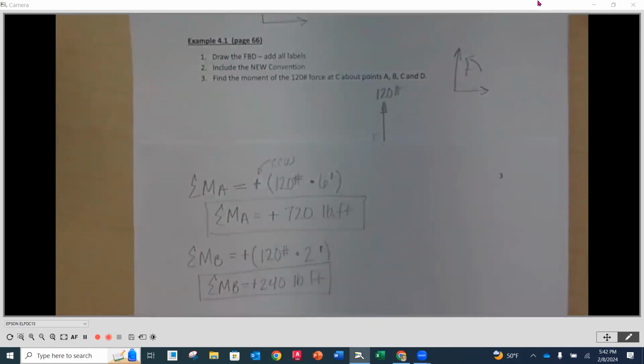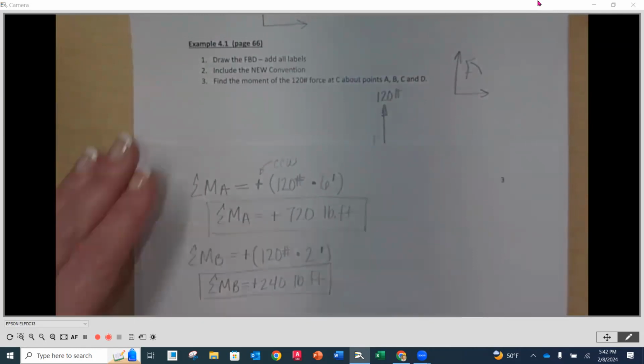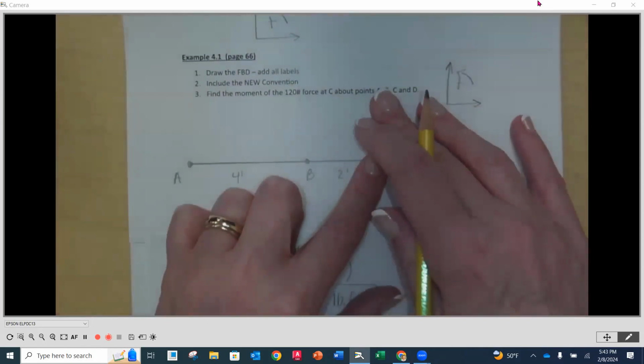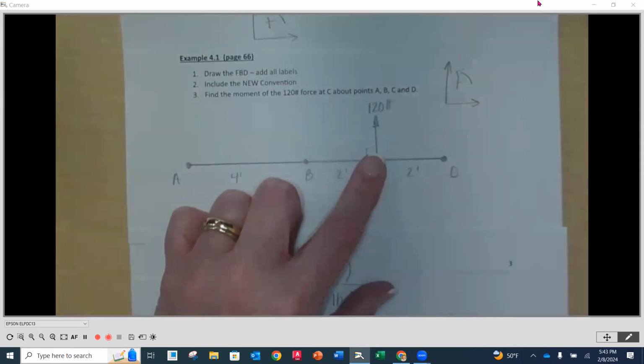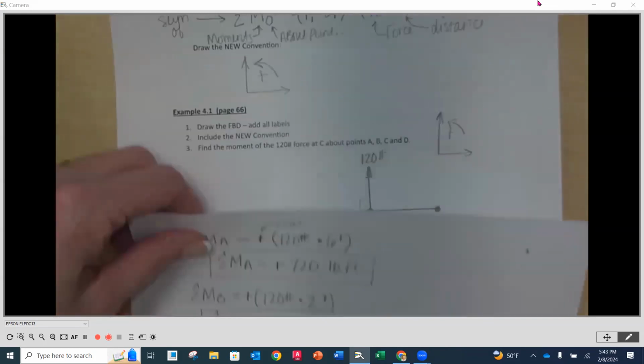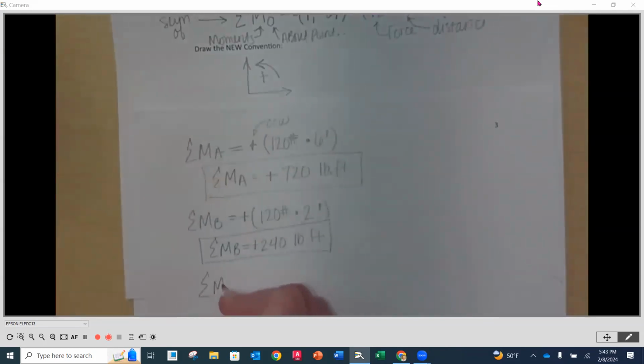The next one, sum the moments around C, okay? Let's put our finger on C. Let's push in the direction of that 120. Is it rotating? No. Do we have a moment at all? No. So we can just say the sum of the moments around C is equal to 0. There's no rotation of that moment or of that force about that point. It has to be offset, right? There has to be a radius, if you would, there.